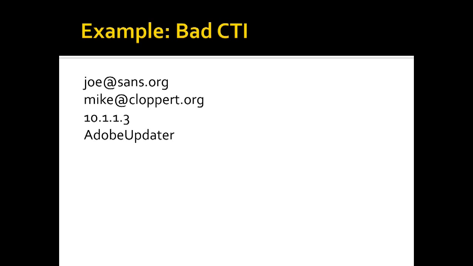But if I was a recipient, an otherwise naive recipient of this cyber threat intel, I don't know. This is not useful at all. I can search through my email logs and see if I have any joe@sans.org or mike@cloppert.org. If I don't see either of those things, maybe I can deploy a detection so that when I do, I can look further. But even then, what am I looking for when I see it?